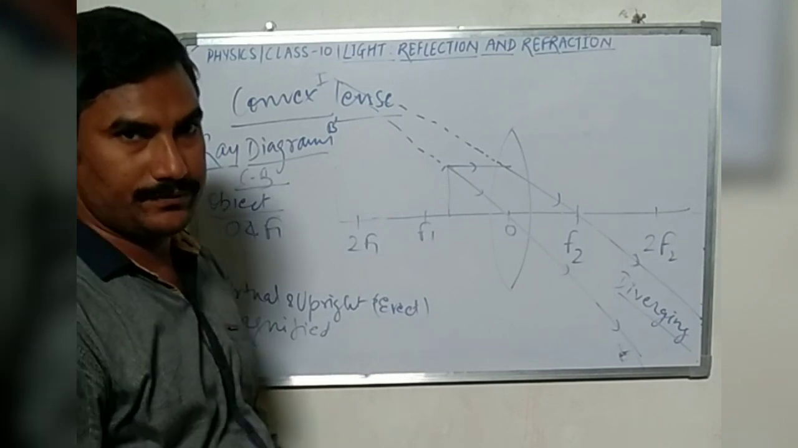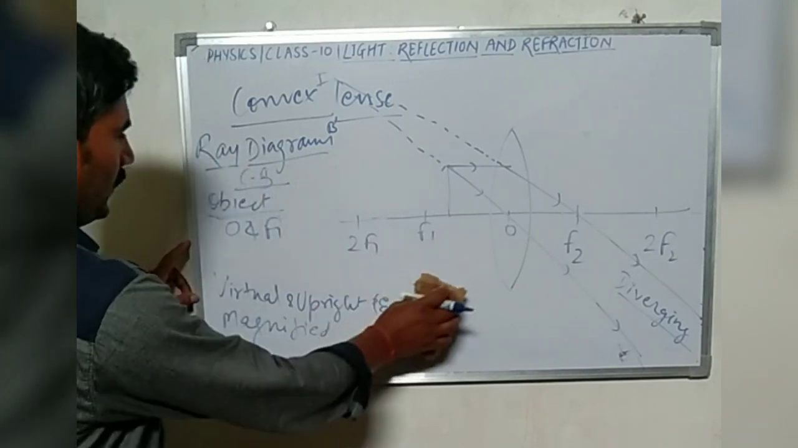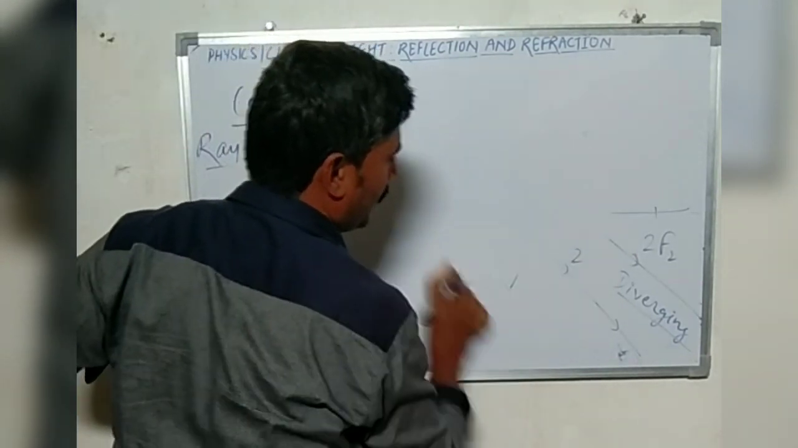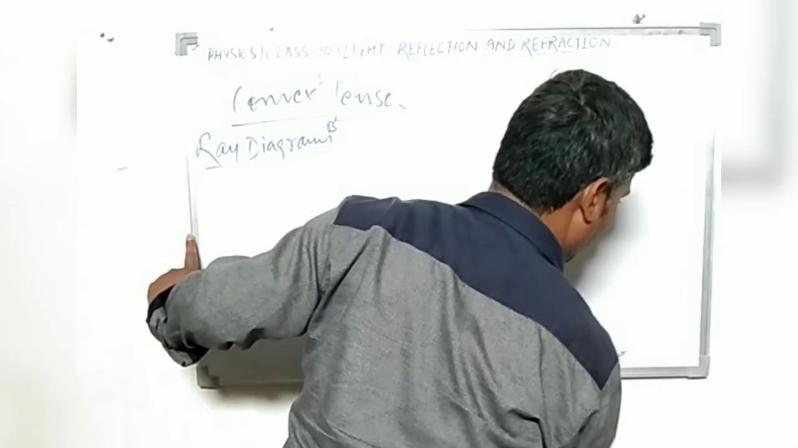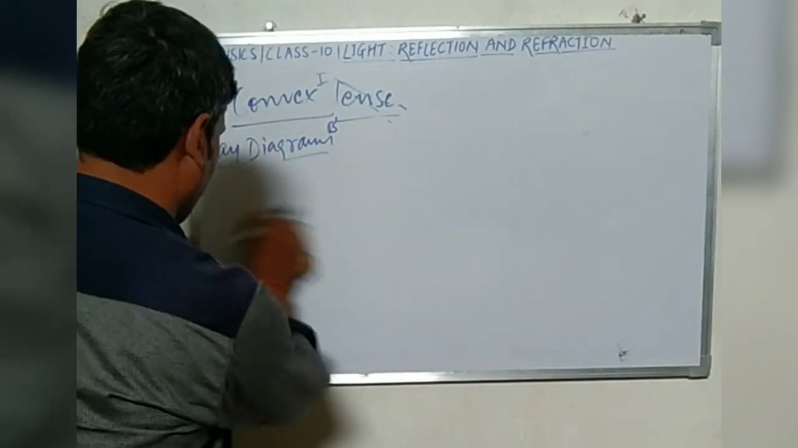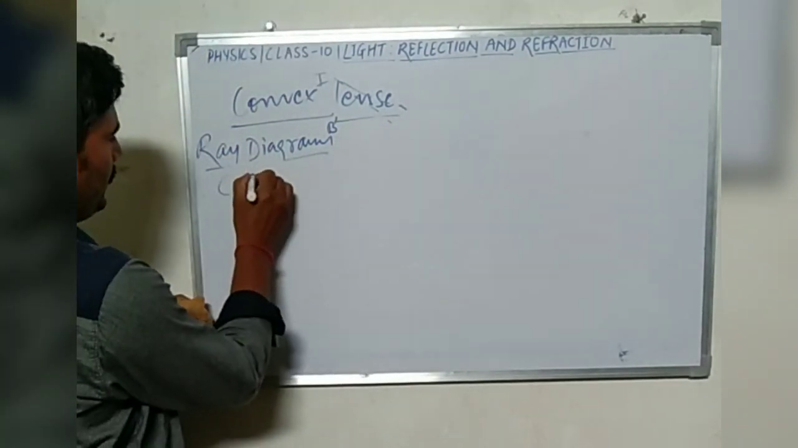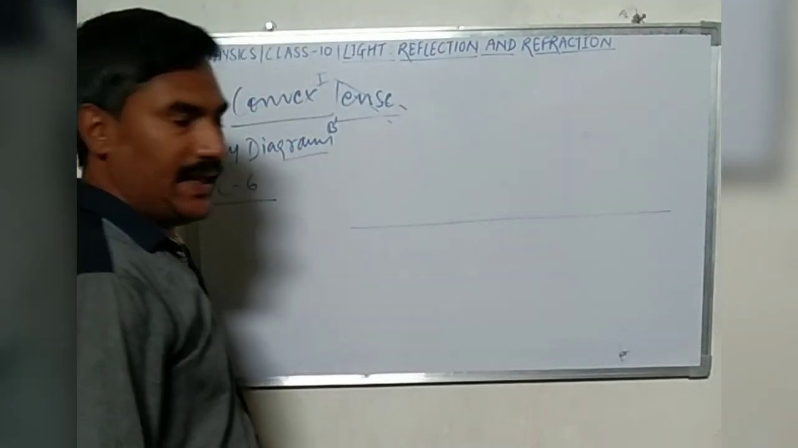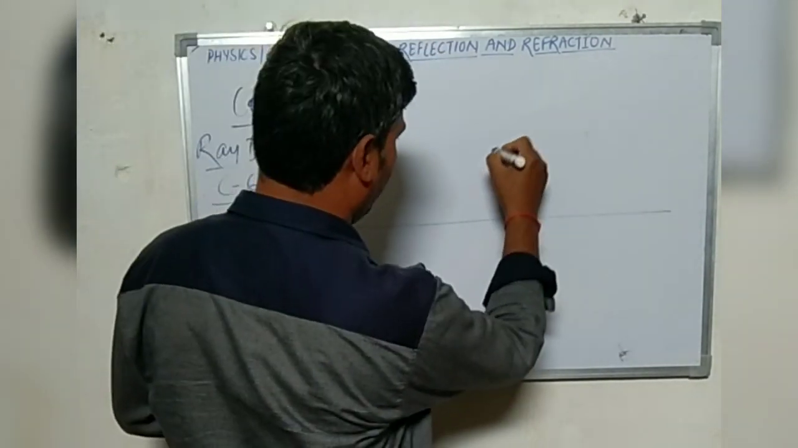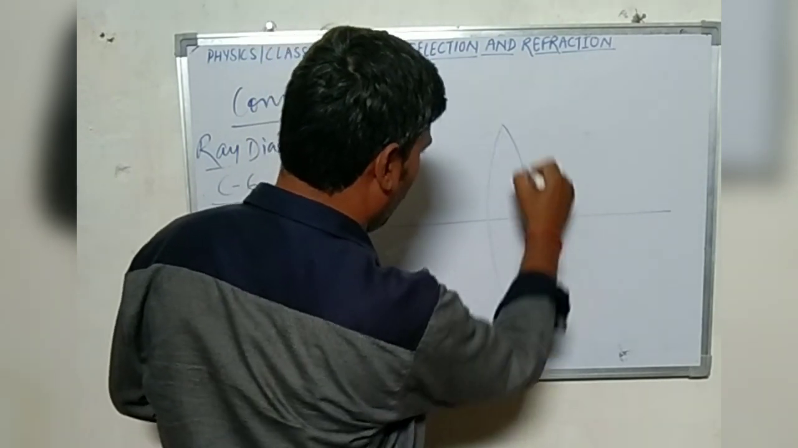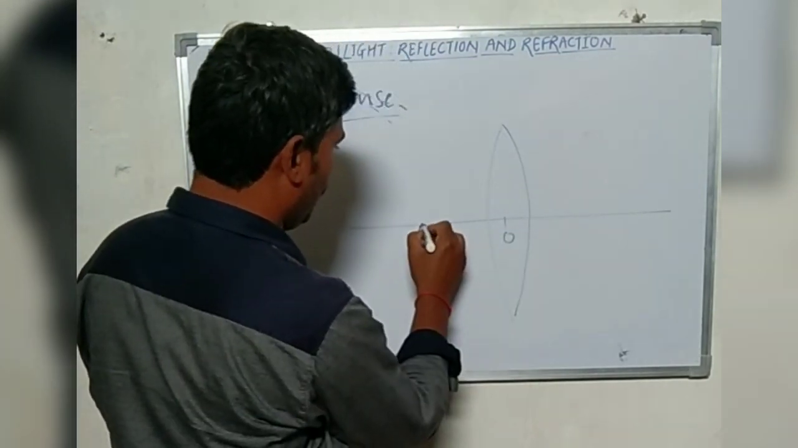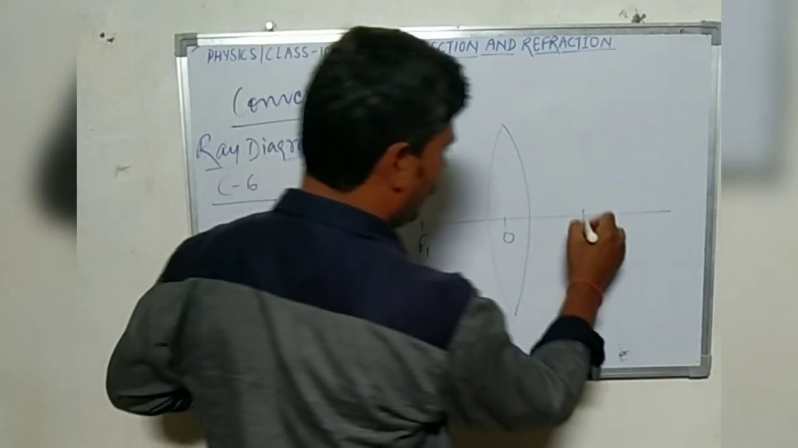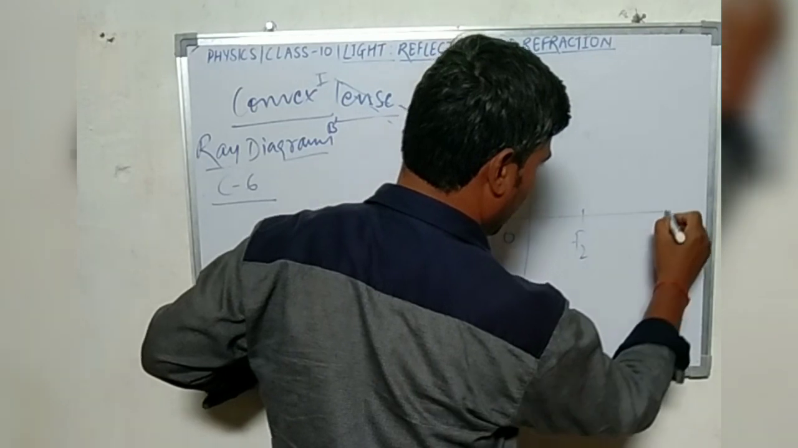Now case number 6, which is very important and very conceptual. In this case, object is placed at infinity. What will happen when object will be placed at infinity?